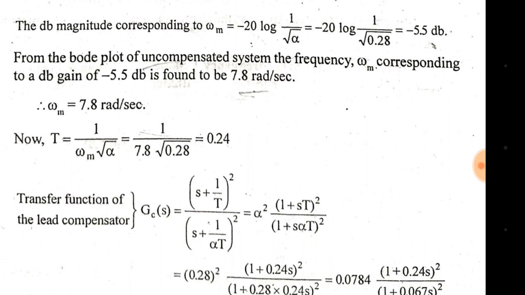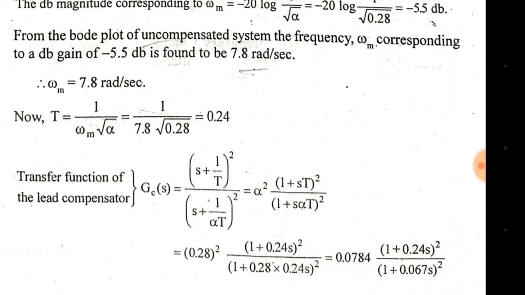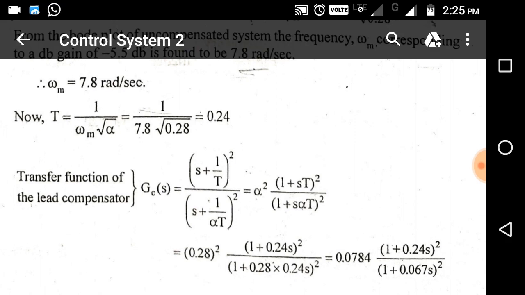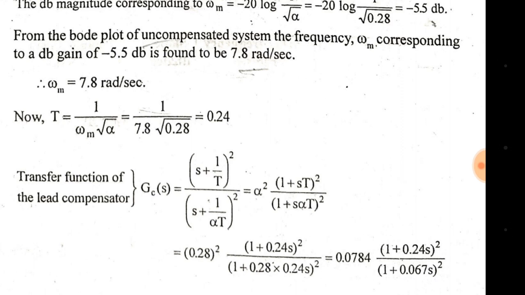So the transfer function of the lead compensator, Gc of S, is equal to (S plus 1/T) the whole squared divided by (S plus 1/(alpha T)) the whole squared. See, why is this whole squared? There are two lead networks that we are using here, because the maximum lead angle is 60 degrees. So we need to use two lead networks, as I said earlier. As they are cascaded in series, both will get multiplied and we will get that squared value. So that's what the square is here.